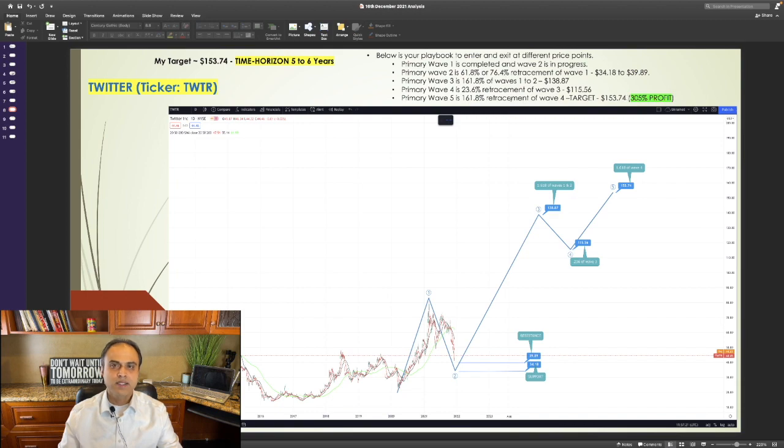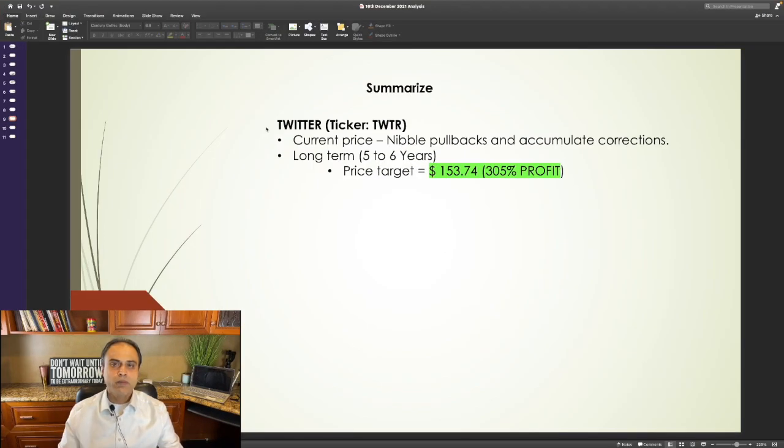Now, let's summarize. The current stock price for Twitter is excellent entry point if you want to nibble any pullbacks and accumulate further corrections, and hold the stock for at least 5 to 6 years, as I expect a price target of $153.74, which translates into a 305% profit in the next 5 to 6 years.